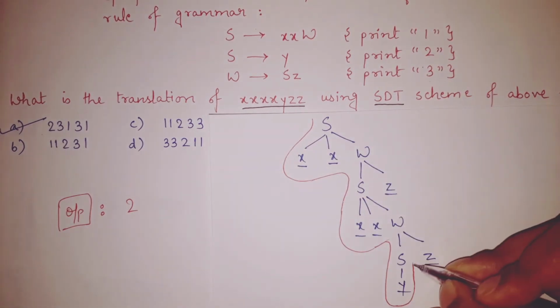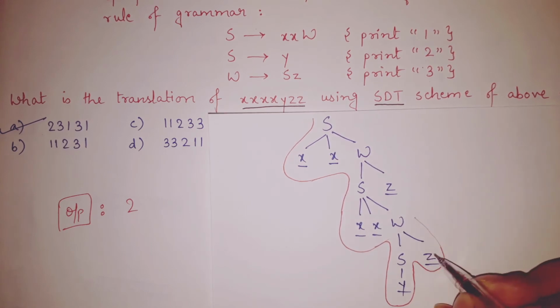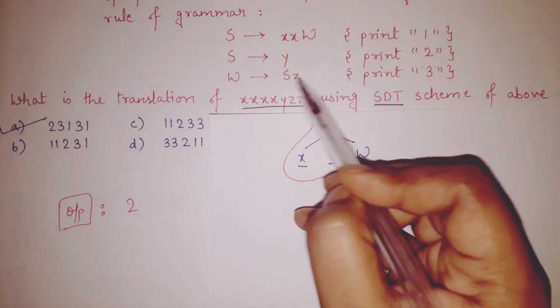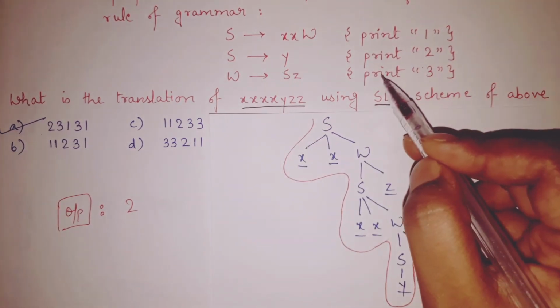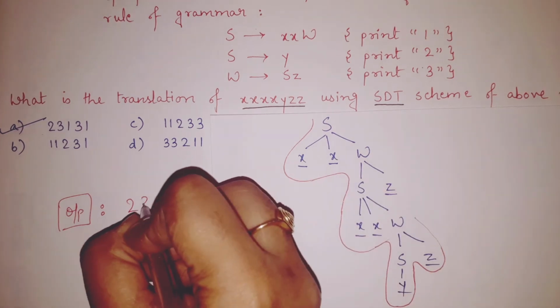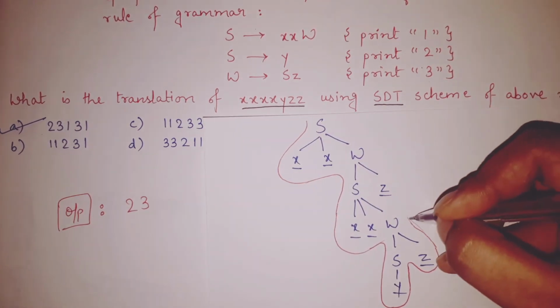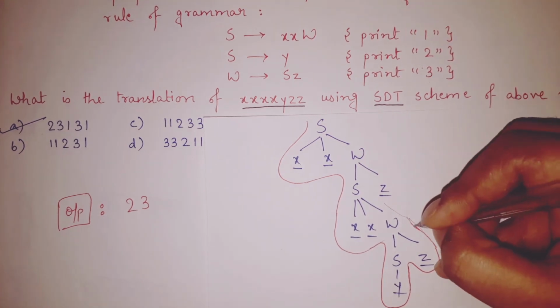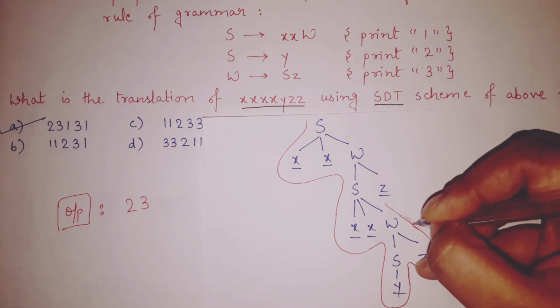Got it? Now again moving forward, here I got SZ to W. SZ to W is again a reduction move, right to left. So I have to print 3. Print 3. Now again moving forward, I'm just moving along the way. I'm not doing anything else. I'm just parsing the tree.